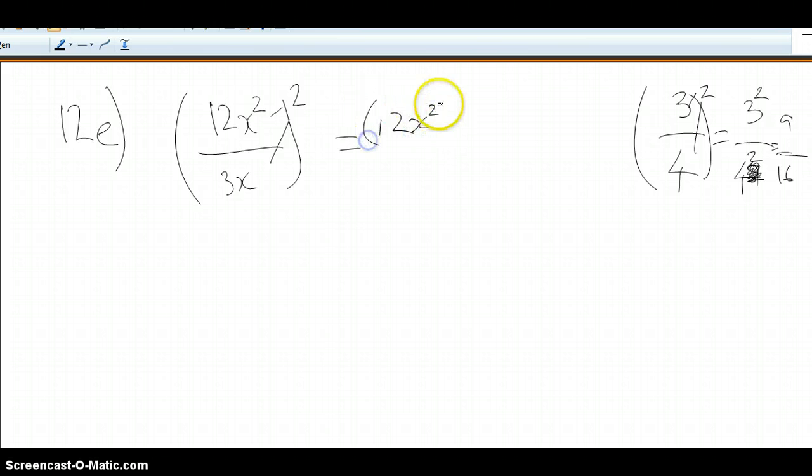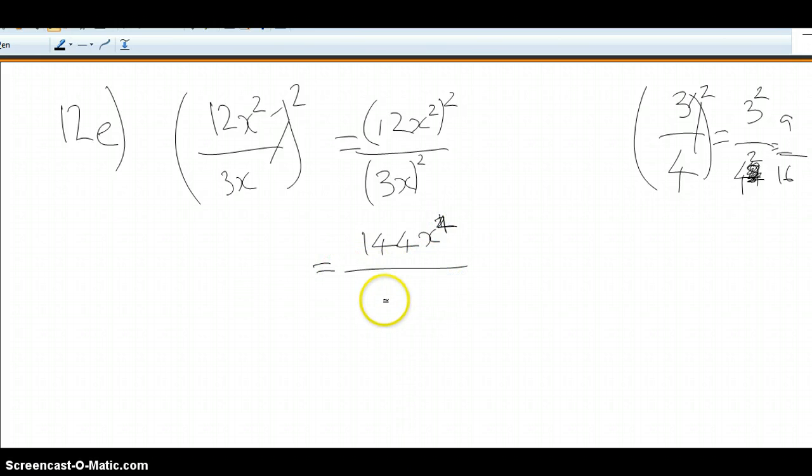12x squared, that must all be squared. And 3x, that must all be squared. Okay? 12 squared, 12 12s. X squared, x squared squared. Whoops, 4. Just tricking. 3 squared, 9. And then x squared becomes x squared.